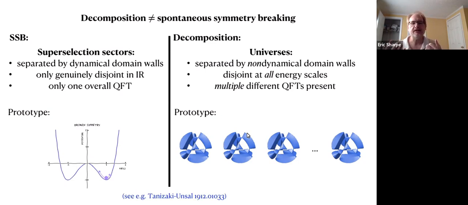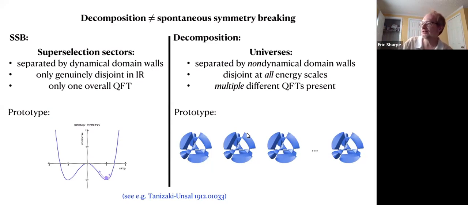So the different choices of spin alignment are for me a prototypical example of a superselection sector. Different choices of overall spin alignment are difficult to move between, but in principle, it's possible. These different choices are only genuinely disjoint deep in the infrared or in an infinite volume limit. And in particular, there's only one overall quantum field theory. For any one choice of spins, although I have to pump in some extensive amount of energy, it is possible to randomize the spins and fall back down into a different net spin alignment. So there's really only one field theory present.